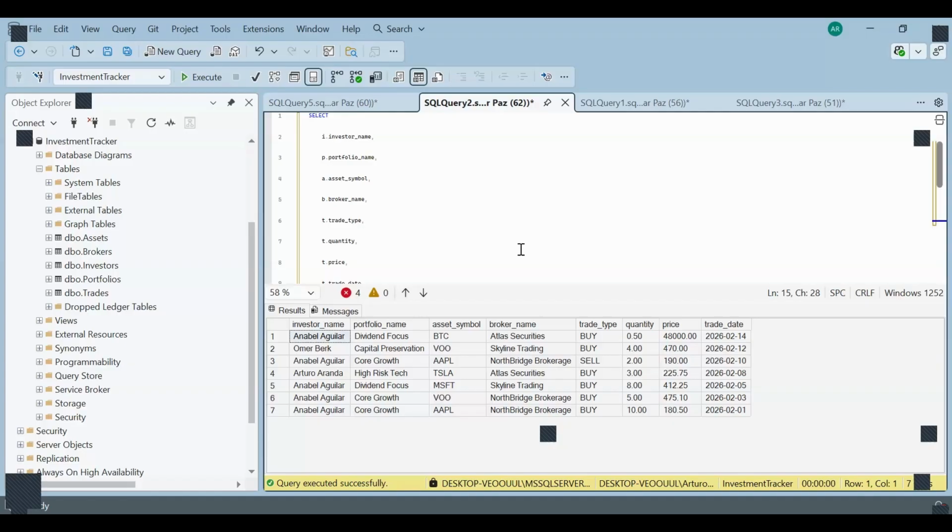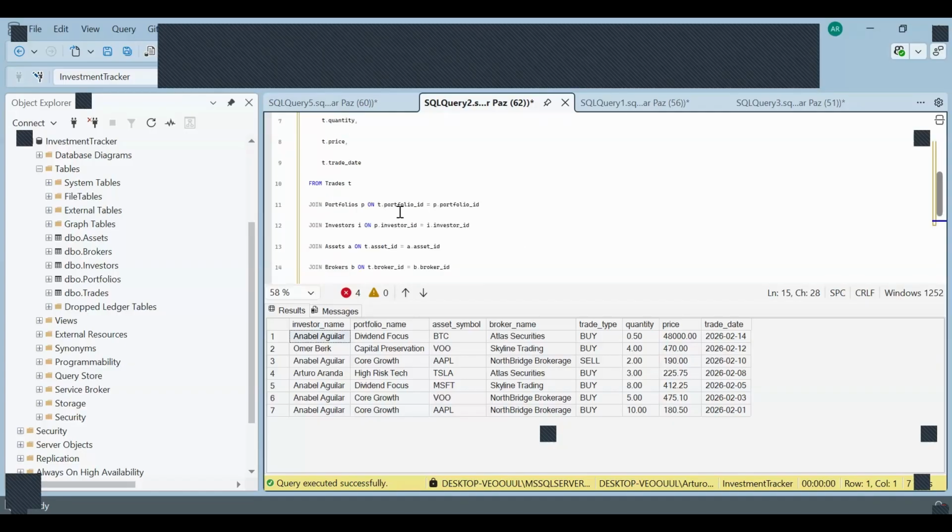So the join condition connects the foreign key in the trades table to the primary key in the related tables. For example, the portfolio ID connects trades to portfolios, investor ID connects portfolios to investors, then the asset ID connects the trades to assets, and broker ID connects trades to brokers.